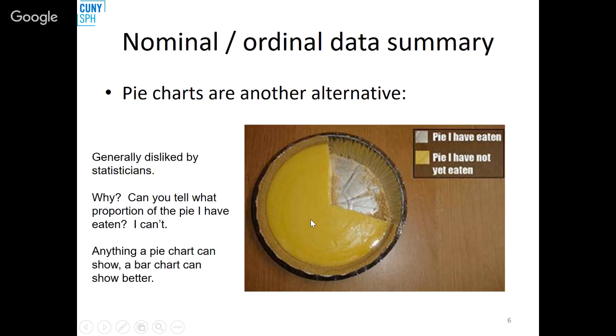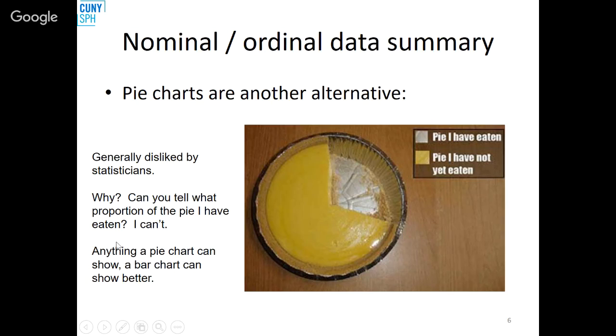You're a tough crowd. Has most of the pie been eaten or not? No, most of the pie has not been eaten. That's kind of the level of quantitativeness of a pie chart. It's pretty hard to say, is this, I don't know, 60% or 70%, but you can tell it's mostly been eaten. Or sorry, mostly not been eaten.